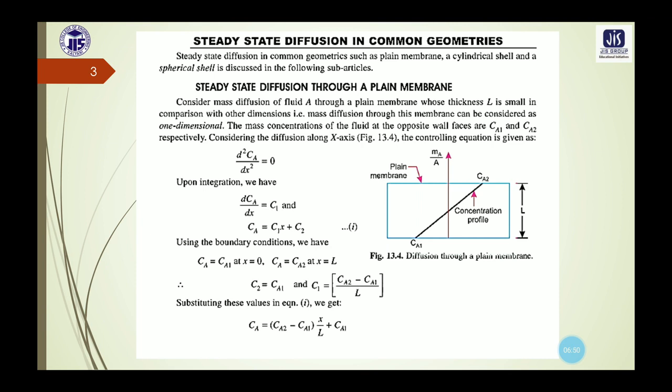And when x equals L, in the upper part of this plane membrane, CA equals CA2. That means C2 equals CA1 and C1 equals (CA2 minus CA1) divided by L. So these are the values of the integration constants we get by putting the boundary conditions in equation number 1. Now if we put these values of C1 and C2 in equation number 1, we get the mathematical representation of CA: CA equals (CA2 minus CA1) into x by L plus CA1.